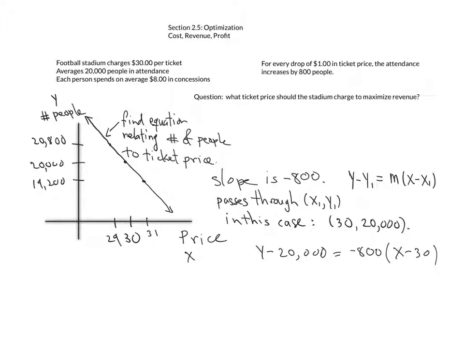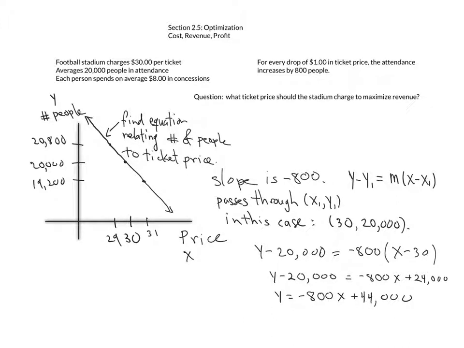And that can be simplified by first multiplying out the right-hand side and then moving the 20,000 over to get y equals negative 800x plus 44,000. In order to find a formula for the revenue as a function of the ticket price, we had to first find a formula for the number of people that are attending as a function of the ticket price. And that was an involved process that I did on this first page.